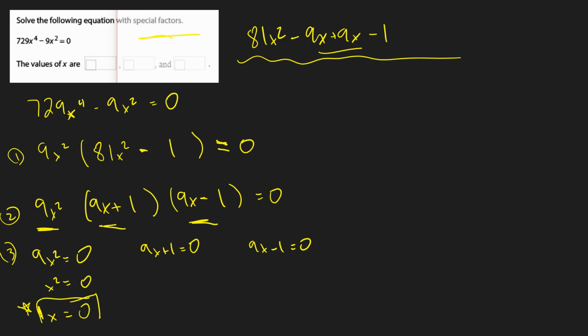The next one, 9x plus 1 equals 0, so I'm going to subtract 1 from both sides. I'm going to get 9x equals negative 1. Divide both sides by 9. x equals negative 1 over 9, because I divided both sides. And then over here, add 1 to both sides, so that's 9x equals positive 1. Divide, x equals 1 over 9. That's positive. So there are my 3 answers to this problem. Not too bad, though.